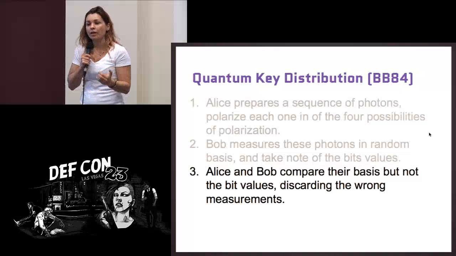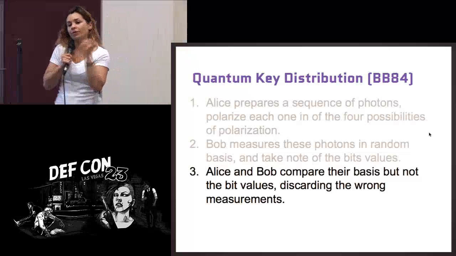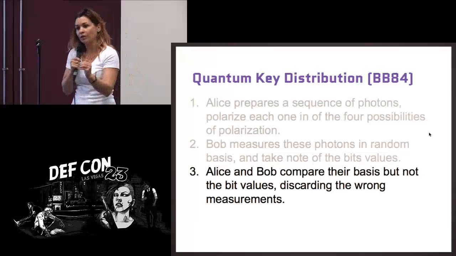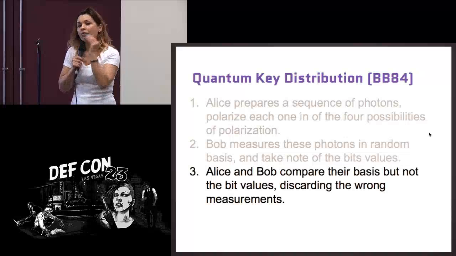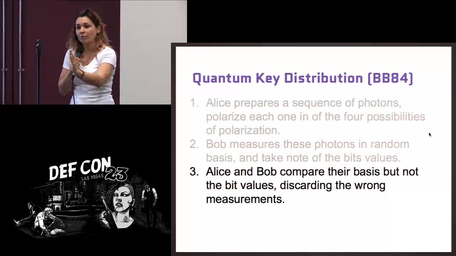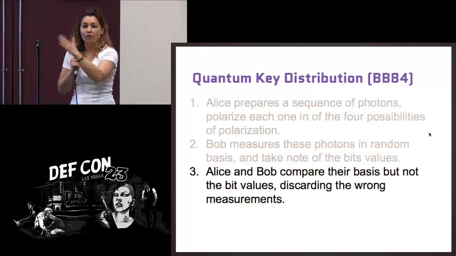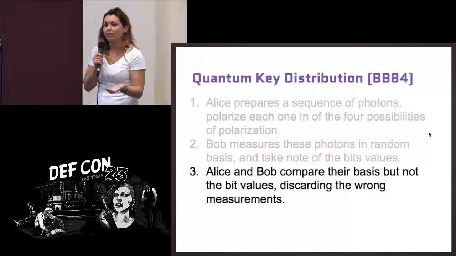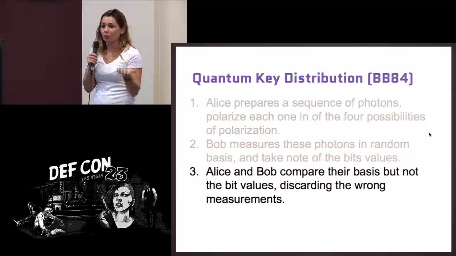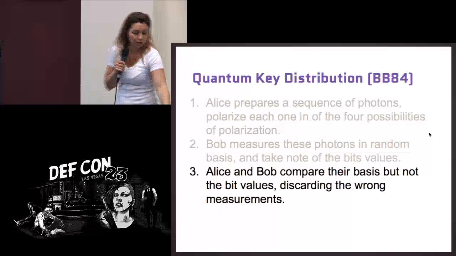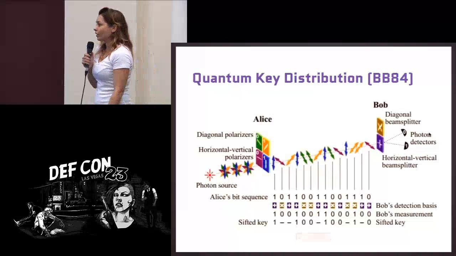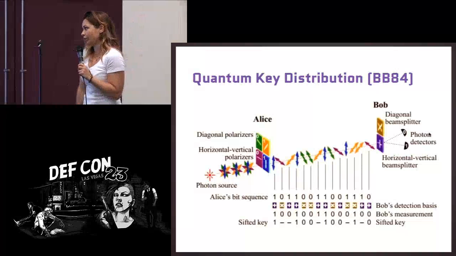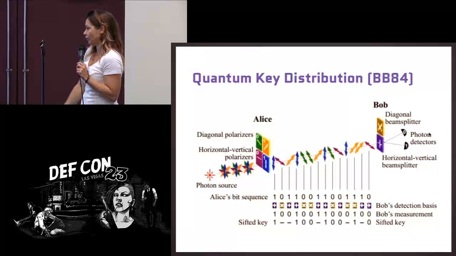For the bases where they agree, if they used the same base to measure that photon, they're going to have the same result, either up or down or 45 degrees. They're going to have the same value, so they're going to have the same 0s and 1s. They're going to have the same key. So this is a little bit abstract, so let's try to put this in a picture.